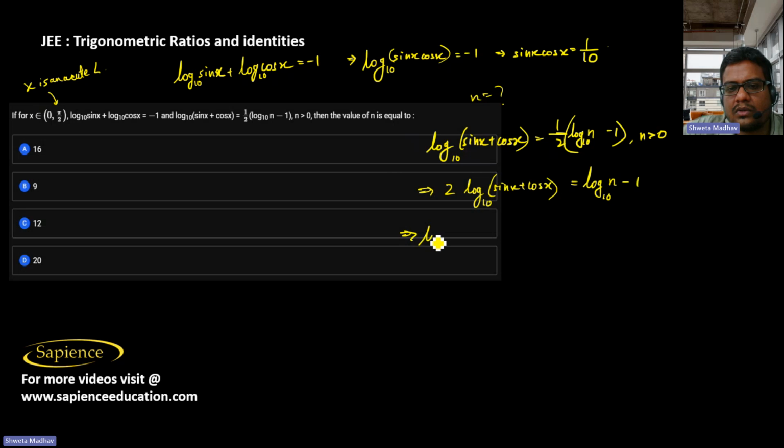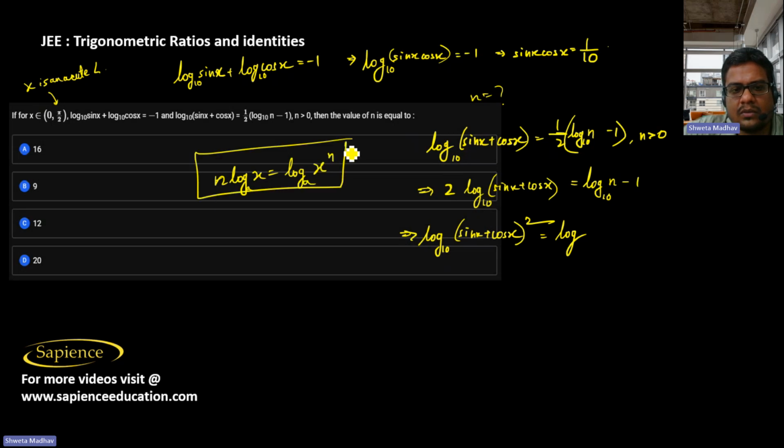So now we can write log base 10 sin x plus cos x whole square, since this one can go into the exponent of sin x plus cos x, since we know that n log x base a is equal to log x power n base a. This is the rule for log. So log n base 10 minus 1. So I can write log base 10 of sine square x plus cos square x plus 2 sin x cos x.